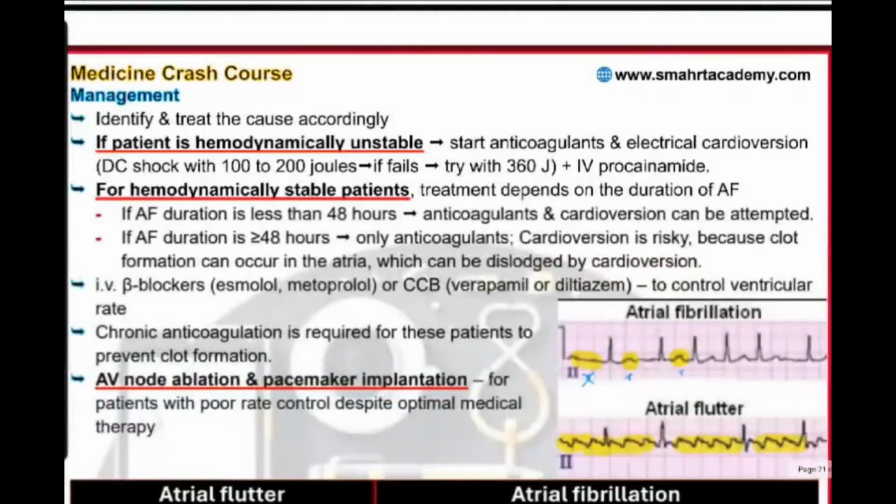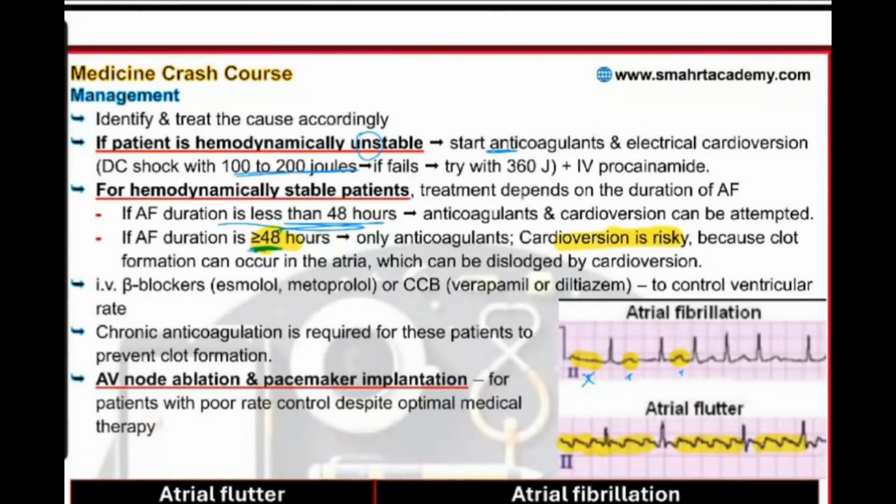Yes. How are you going to manage? If the patient is unstable, start anticoagulants because the arrhythmia always predisposes to thrombotic disorders. So you give anticoagulants first, then you shock the patient with 100 to 200 joules. If the patient is hemodynamically stable and the AF is of less than 2 days duration, do the same treatment. If the AF is of more than 2 days, do not shock. Why? Because the emboli take 2 days to form. If you shock, you will displace that emboli, leading to stroke.